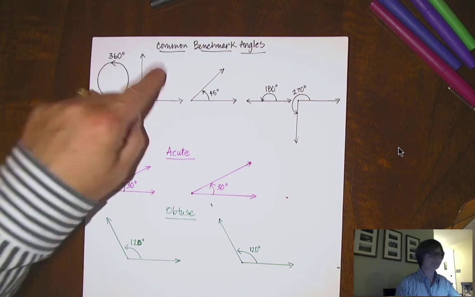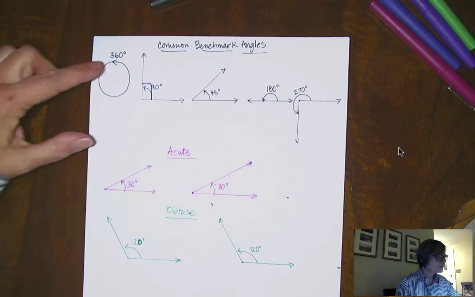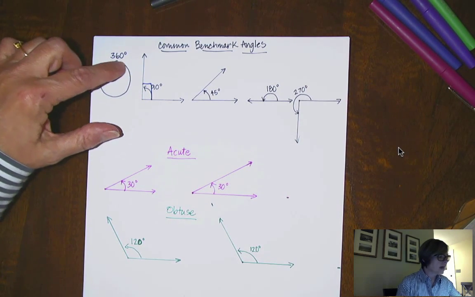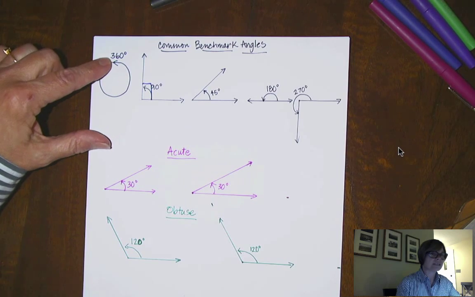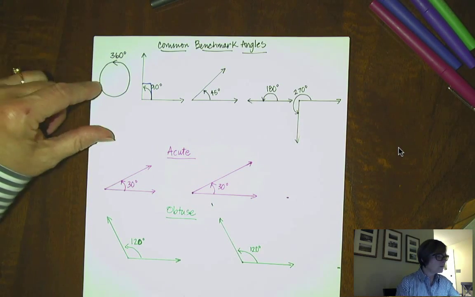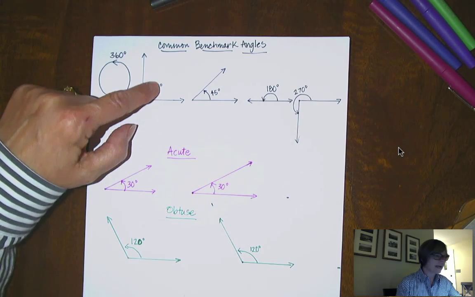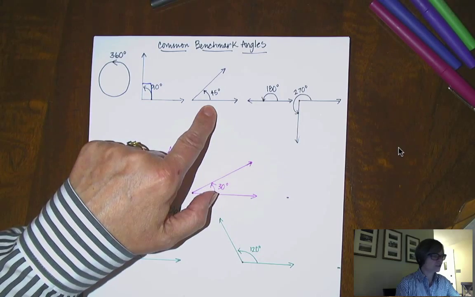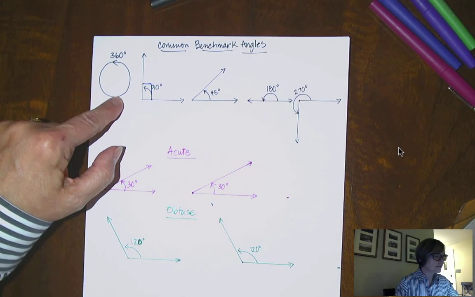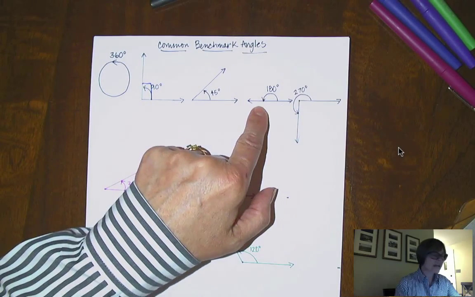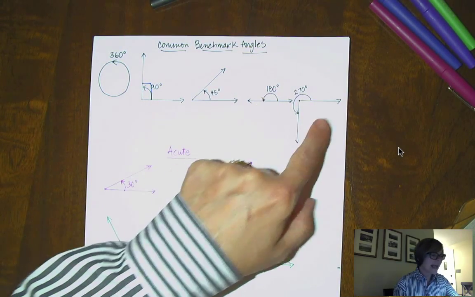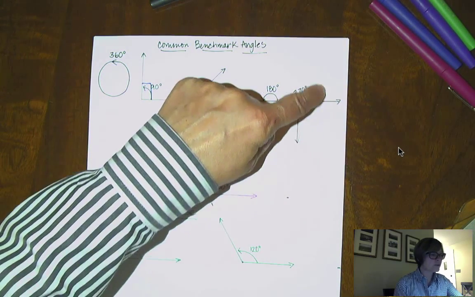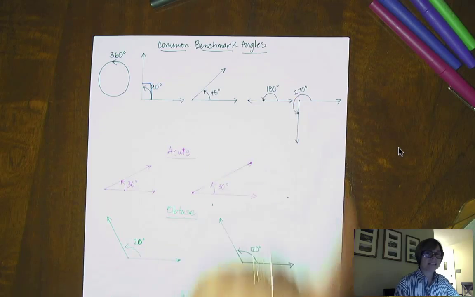The first thing that we want to talk about is common benchmark angles. The first one is a circle. If we start at one point and come all the way around, we have a 360-degree angle, or a circle as we know it. We have a right angle here, and right angles make 90 degrees. Half of a 90-degree angle is 45 degrees. If we put two 90 degrees together, we have a straight angle, which makes 180 degrees. And if we had three right angles together, or did 3/4 of a turn, we'd have 270 degrees.